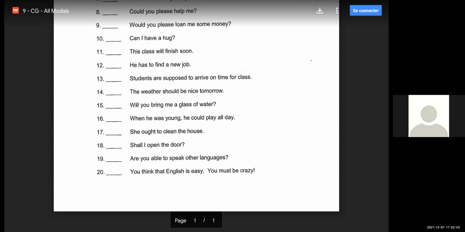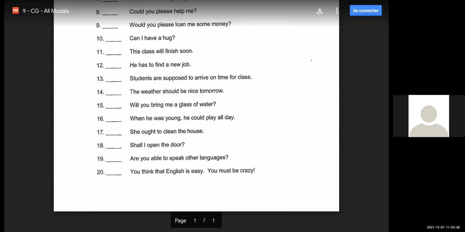You think that English is easy, you must be crazy. Possibility. Must be is deduction. This one is a deduction. You're taking the information that you know. Usually we look at a lot of information, but you think English is easy. If that is true, then you must be crazy. Deduction.